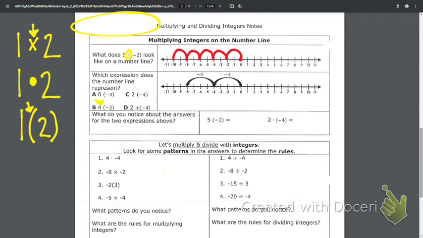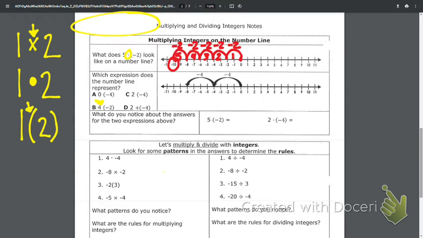5. So I have 1, 2, 3, 4, 5 groups, and each one of them is -2. So whenever we're multiplying on a number line, it's more of like a jumping that many times based on the groups. So when I stopped, that gave me -10. So 5 times -2 would be -10.